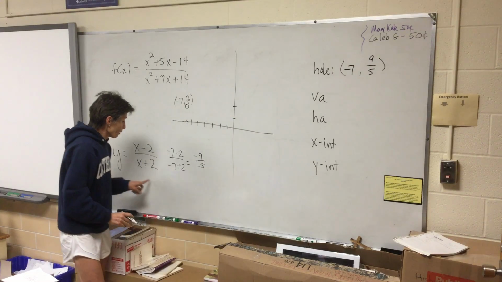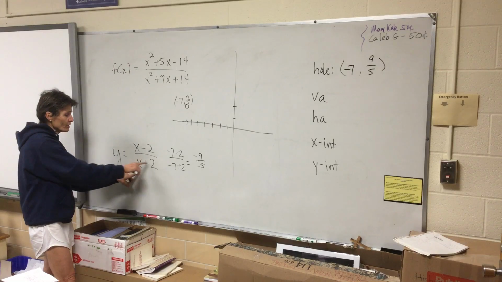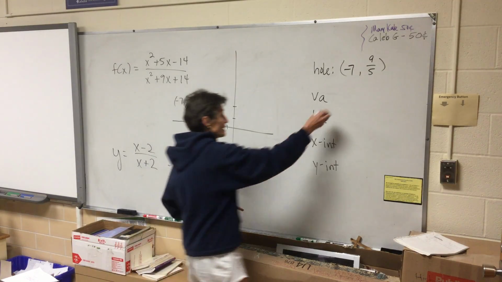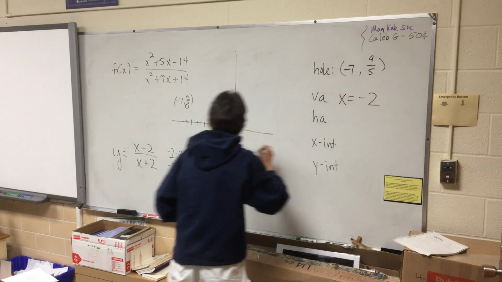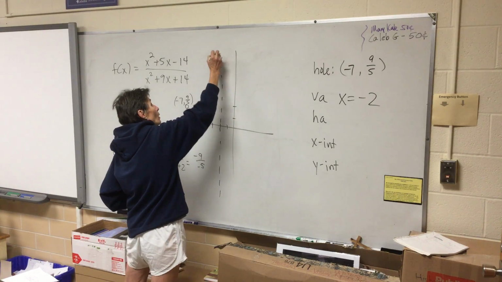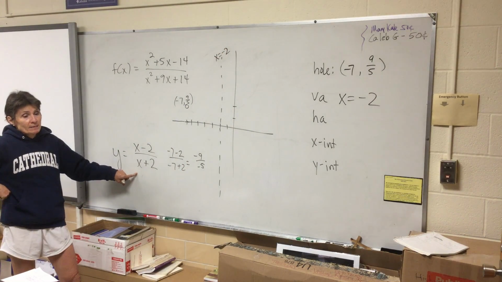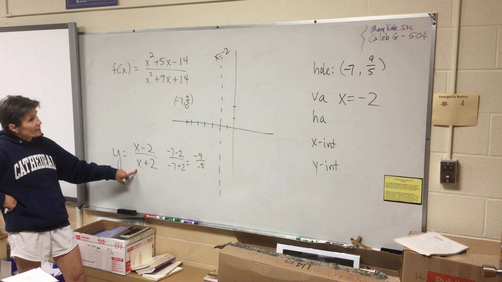All right, so we can look at our problem, and we can clearly see that my vertical asymptote is going to be at x equals -2, because vertical asymptotes happen when the denominator is 0. Vertical asymptotes happen when the denominator is 0.